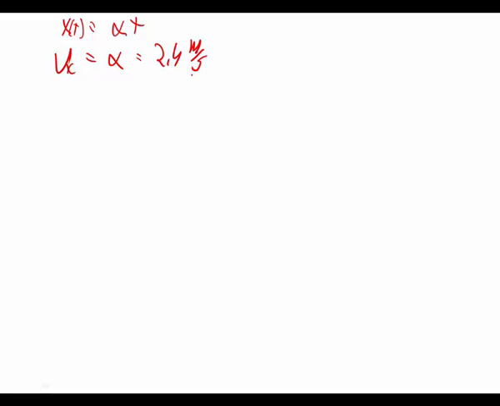So if velocity's constant, acceleration has to be 0, because there's no changing velocity. How do we define acceleration? Rate of change in velocity. There's no change in velocity, there's no acceleration. All right. Now let's do the y direction.